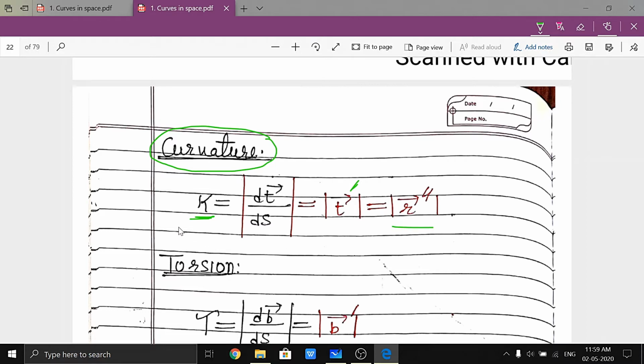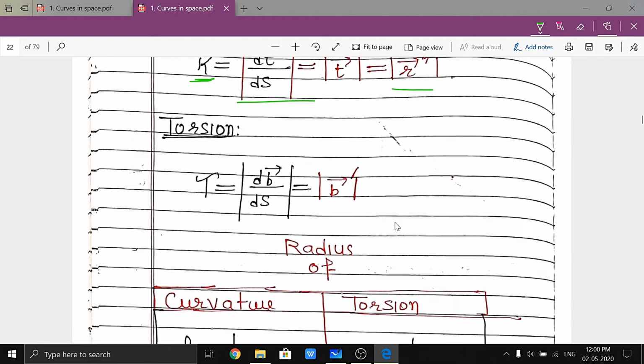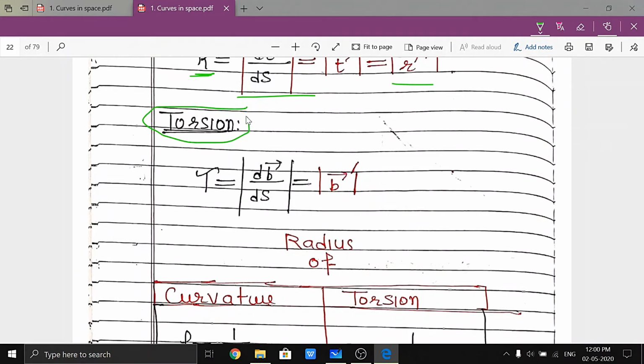So curvature is the magnitude of dT by ds. Clear? Remember, it is not just dT by ds, it is a magnitude of dT by ds. Similarly, torsion is the rate of change of binormal with respect to s. It is again in terms of magnitude, and it is denoted by tau. So tau is the absolute value of dB by ds, which is equal to the magnitude of B dash.